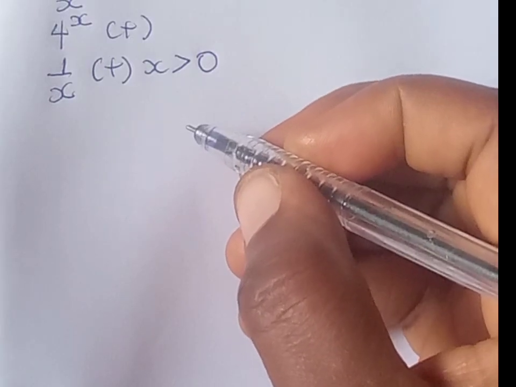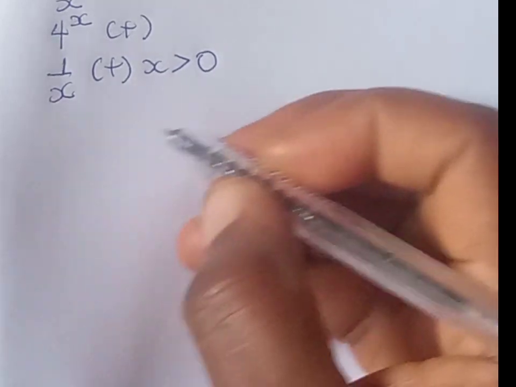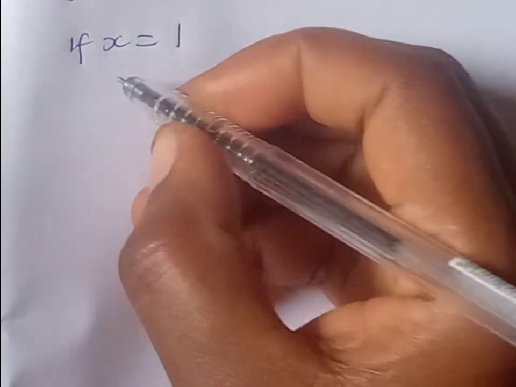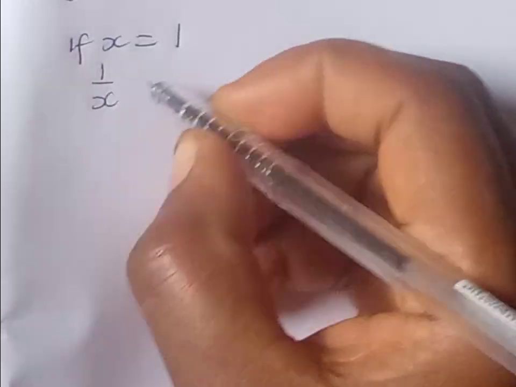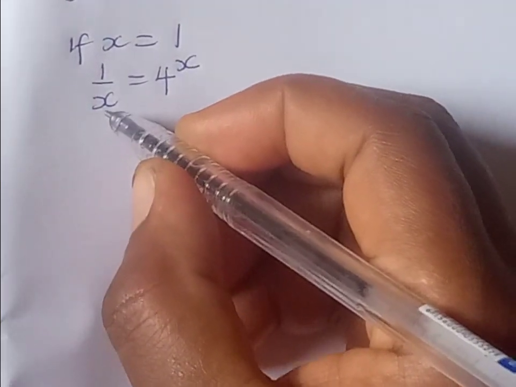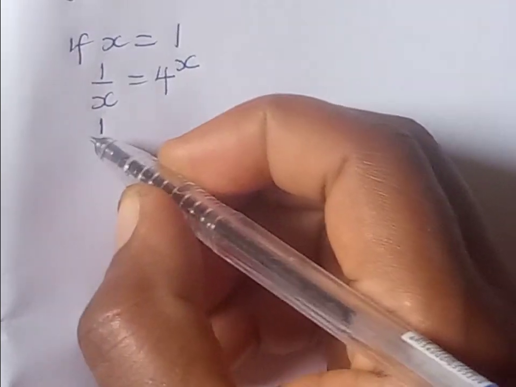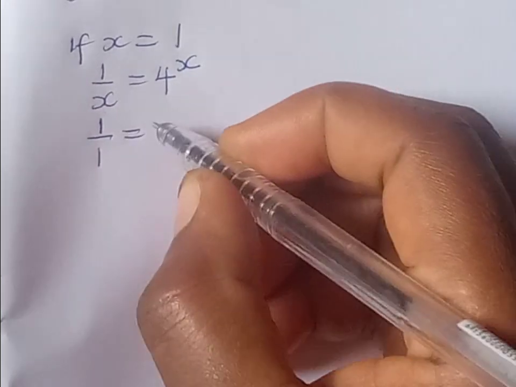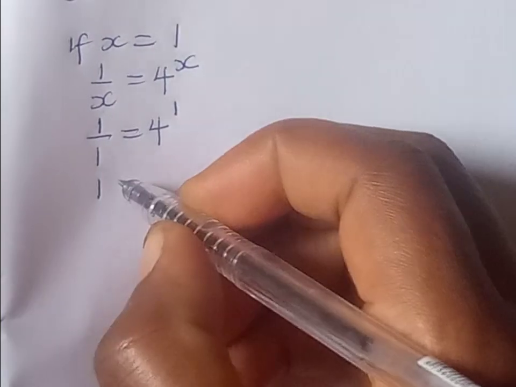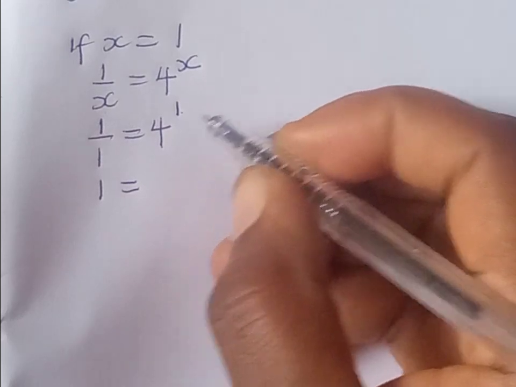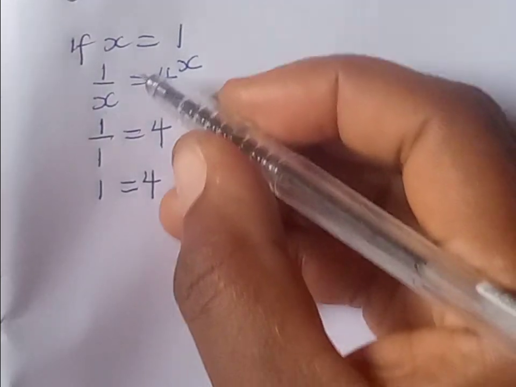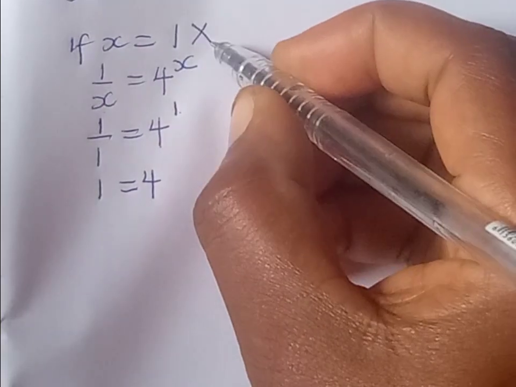The first value is, if x equals 1. So let's test that. If x equals 1, our equation again, 1 divided by x equals 4 raised to the power of x. So if x is 1, our equation becomes 1 divided by 1 equals 4 raised to the power of 1. 1 divided by 1 will give us 1 equals 4 raised to the power of 1. That's 4 times 1, which will give us 4. That means x equals 1 is incorrect.